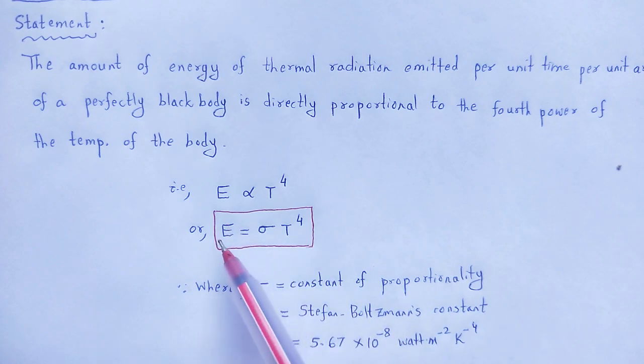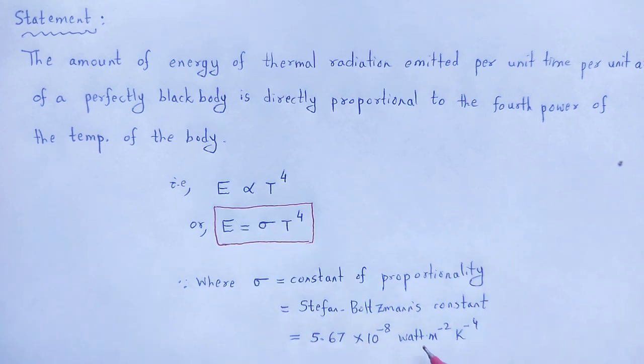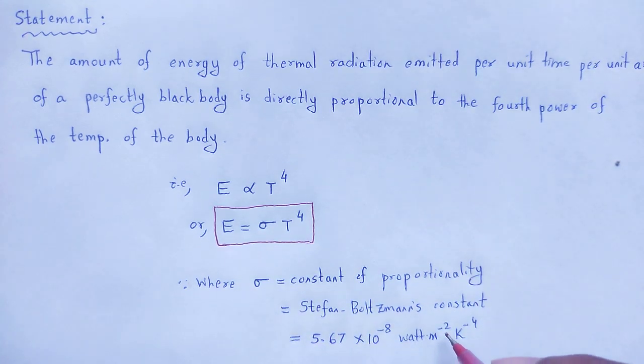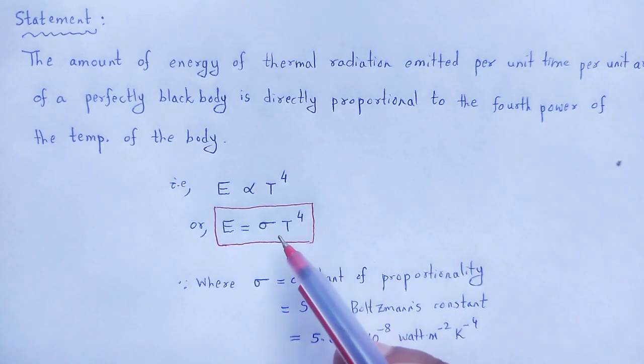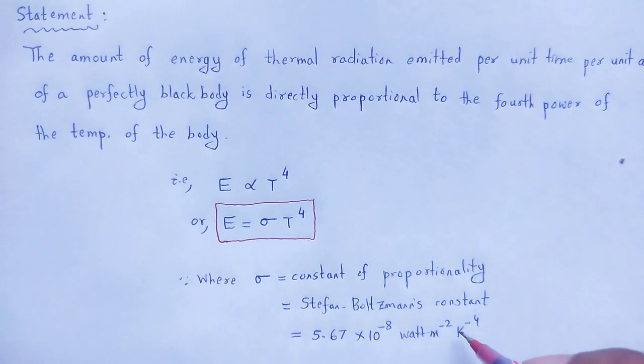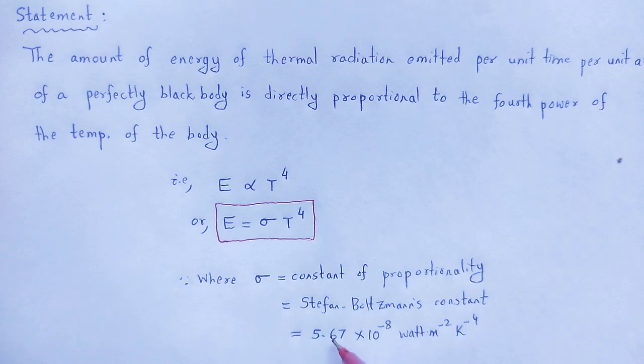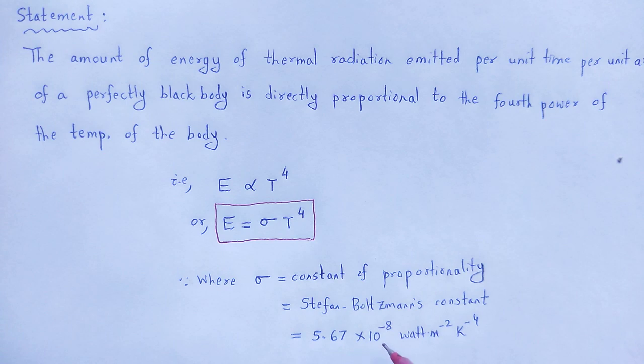So, the unit will be, this is the energy emitted per unit time per unit area, that is watt into meter to the power minus 2, and T to the power 4 in the denominator, so it will be K to the power minus 4. It is a number you can easily remember like this: 5, 6, 7, 8. 5.67 into 10 to the power minus 8.